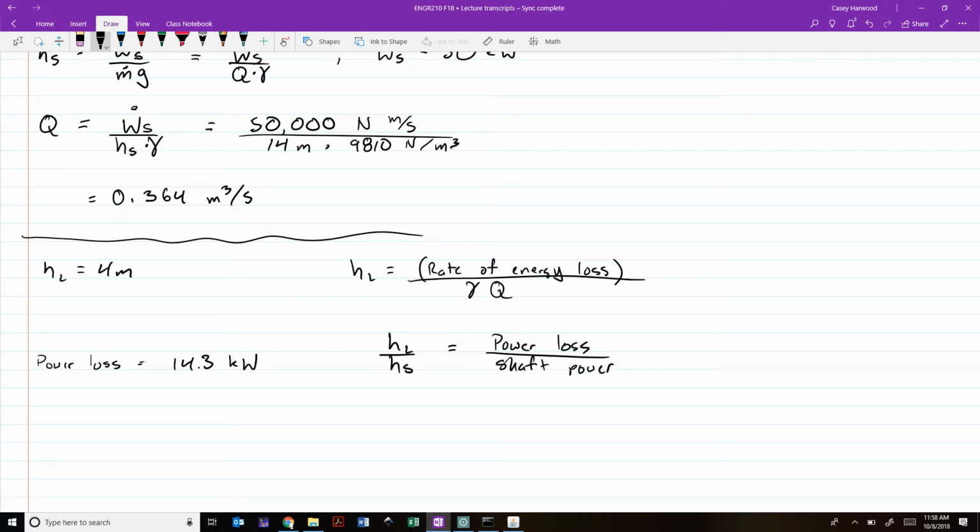So you can solve for it that way too. You can say that 4 meters over 14 meters is the same as the ratio of the power loss to the shaft power. So 4 over 14 ends up being just a little less than a third. If the shaft power is 50 kilowatts, a little less than a third of that should give us our 14.3. So two ways to the same solution there.